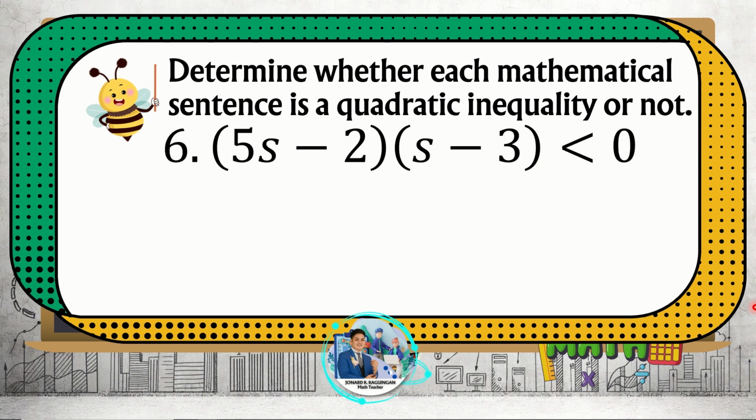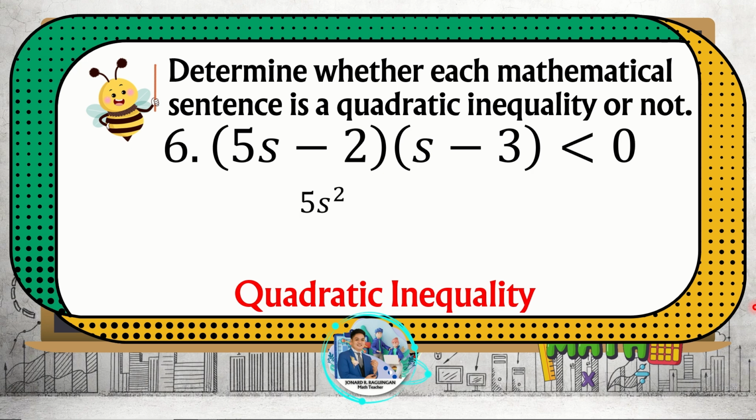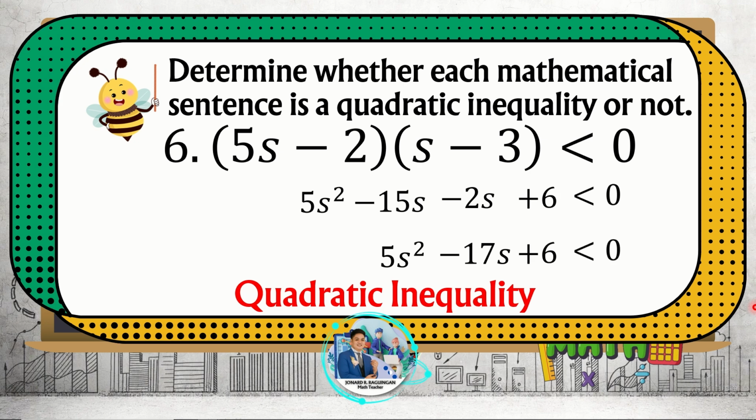Number 6. The quantity of 5s minus 2 times the quantity of s minus 3 is less than 0. This is a quadratic inequality because when we simplify the inequality, we have 5s times s is 5s squared. 5s times negative 3 is negative 15s. Negative 2 times s is negative 2s. Negative 2 times negative 3 is 6. Is less than 0. By combining similar terms, we have 5s squared, then combine negative 15s minus 2s is negative 17s plus 6 is less than 0. So, the resulting inequality has a degree of 2 and uses is less than, which makes it a quadratic inequality.